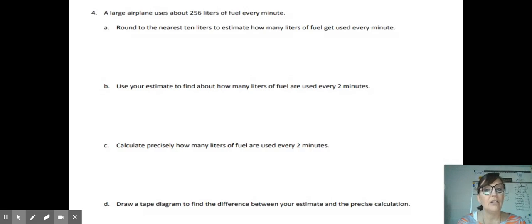Letter B. Use your estimate to find how many liters of fuel are used every 2 minutes. In part A, you figured every minute. So about how much fuel would be used every 2 minutes?